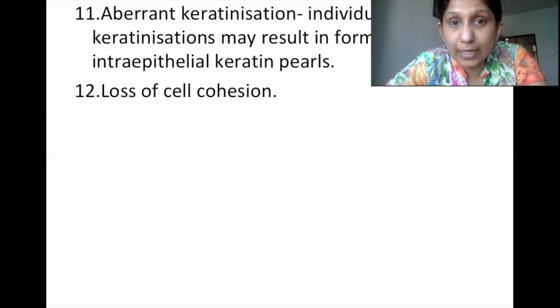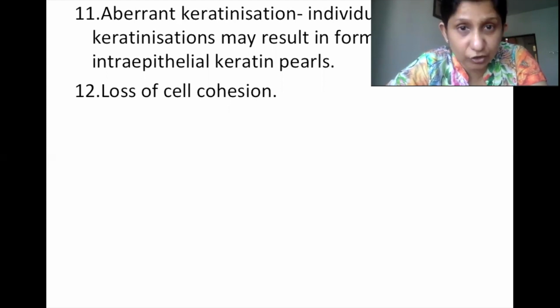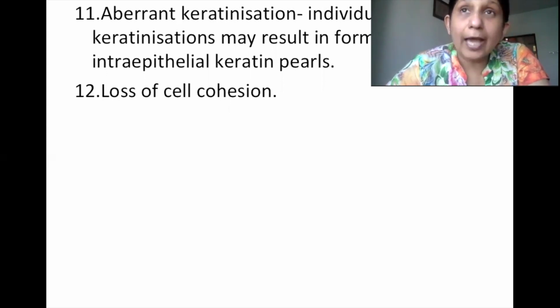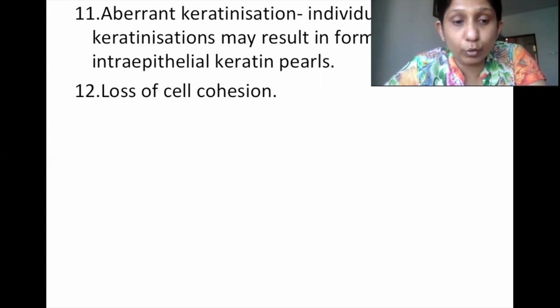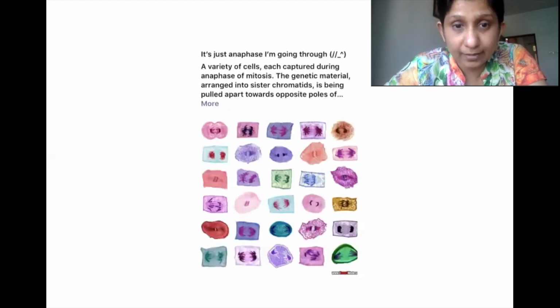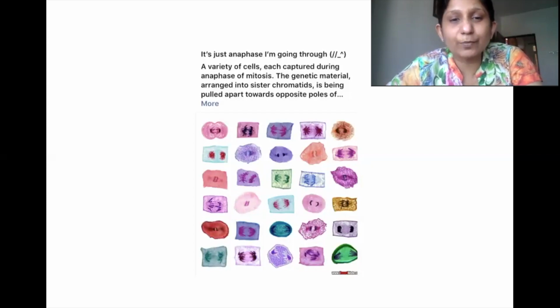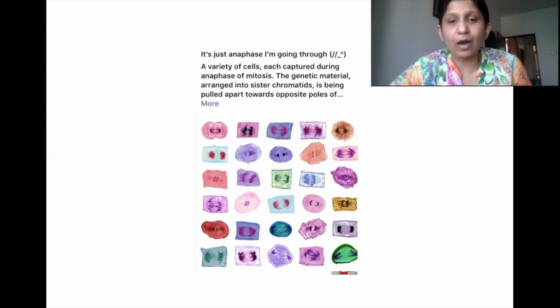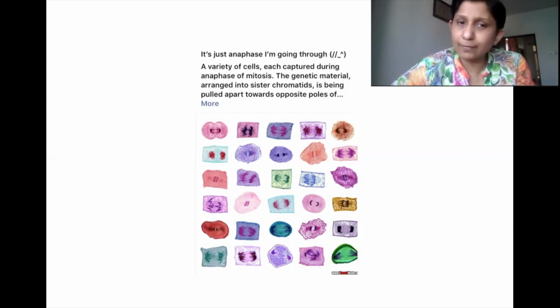Then you have loss of cell cohesion. We all know that epithelial cells have this uncanny ability to be very close to each other. They have cell junctions. But when there is loss of cell junctions, you call it loss of cohesion. And loss of cohesion is actually seen as a prelude to development of oral cancer. Now these are different pictures available on the internet, which show different stages of cell division. You can see how two daughter cells are forming from the same cell.